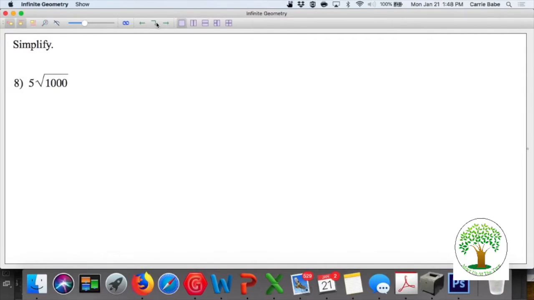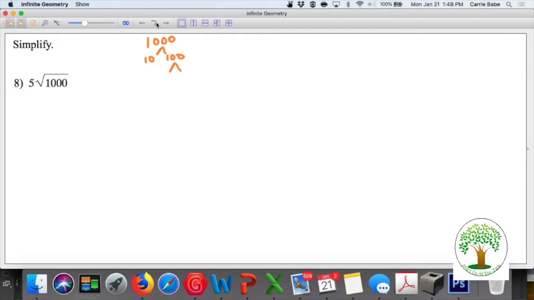Now this one's got a 5 out front. Before you even start, is 1,000 a perfect square root? Yes. What is it? Is it 100? Is it 100 times 100? No, it's 100 times like 10. Okay, so there's not a perfect square root of 1,000. No, but 100 goes into it. So 10 goes into it, and times 100, right?